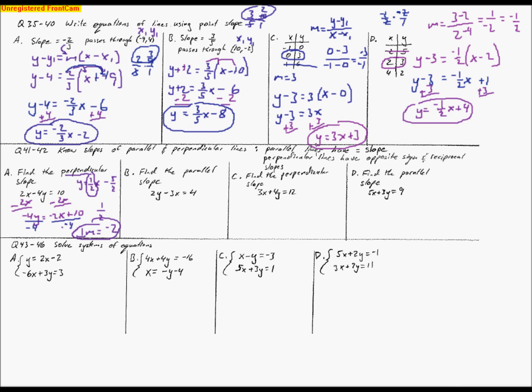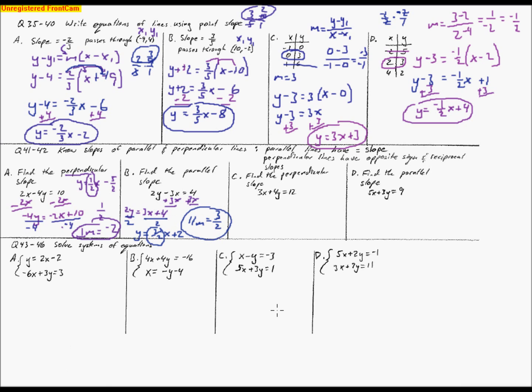So parallel means same slopes. All you have to do is get that y by itself. So first thing, add the 3x. So we got this 2y equals 3x plus 4. Well, from that point, you just need to divide by 2, and you'll have it. So when we do that, we're left with y equals 3 halves x plus 2. Well, 3 halves, that's our slope. We want the parallel slope. Well, parallel slope is the same slope, so 3 over 2 would be our answer.